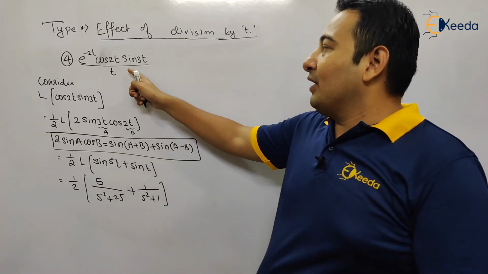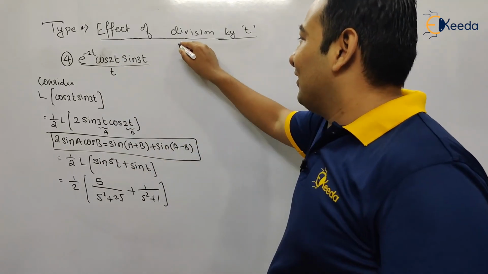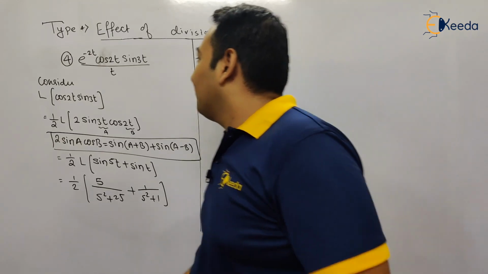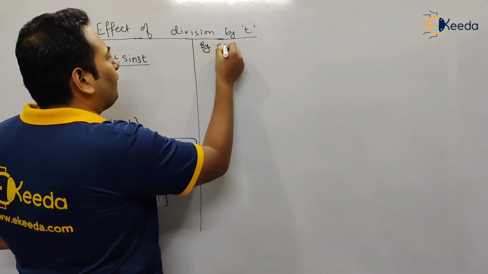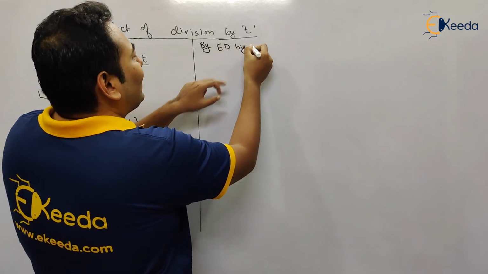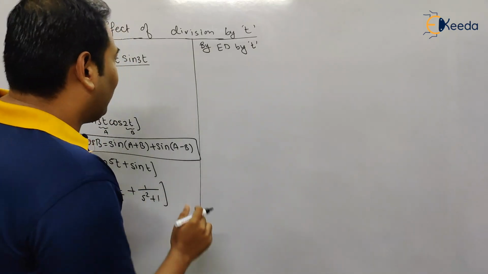What next? We need to apply effect of division by t. Let us apply effect of division by t. In short, I am writing down as ED. Okay, in the exam please write down properly effect of division by t.